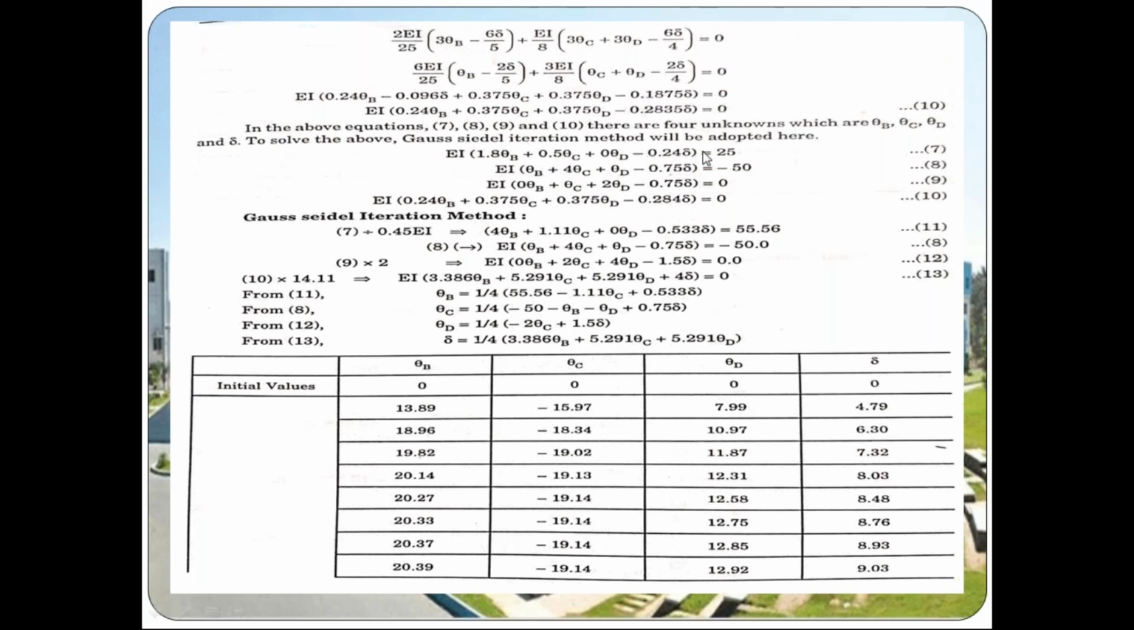By going into equation mode, we can substitute the coefficient values and get the unknowns. In the book they calculated by using the Gauss-Seidel iteration method, but it is a tedious one. We don't go for the Gauss-Seidel iteration method. By using the calculator itself, in equation mode, we can solve these four equations and get the four unknowns, that is theta B, theta C, theta D, delta.